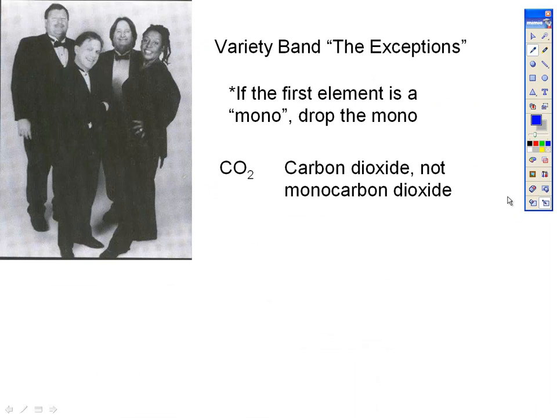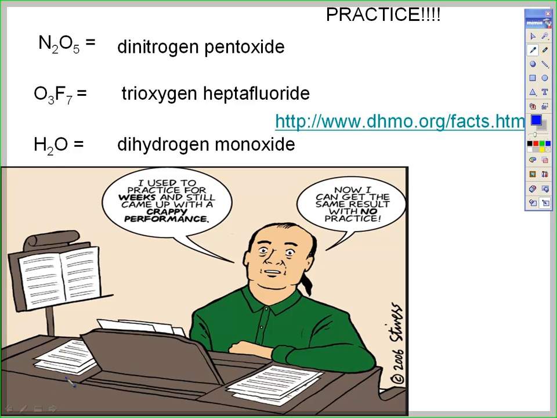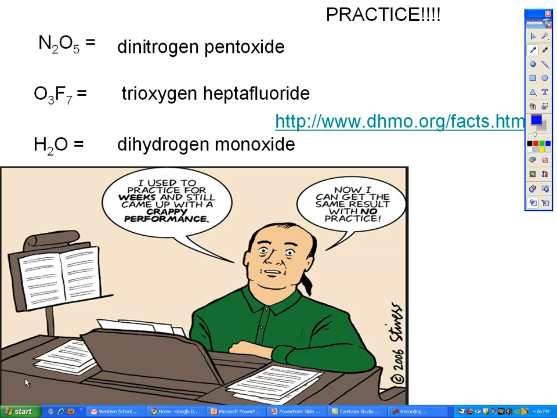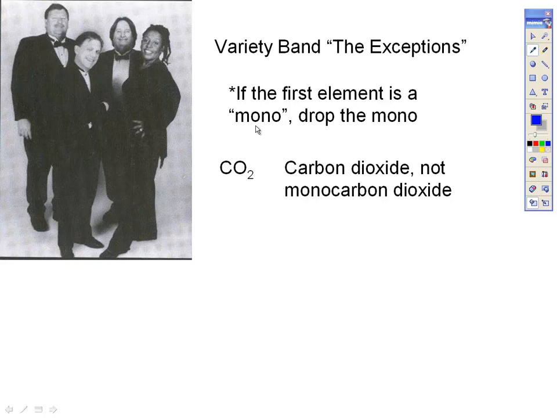There is an exception to the rules that we just talked about, and that is if the first element is mono, then we never write mono on the first element's name. So CO2 is not monocarbon dioxide, even though you only have one carbon. It's just carbon dioxide. So that mono prefix gets dropped. Now the di prefix does not get dropped.